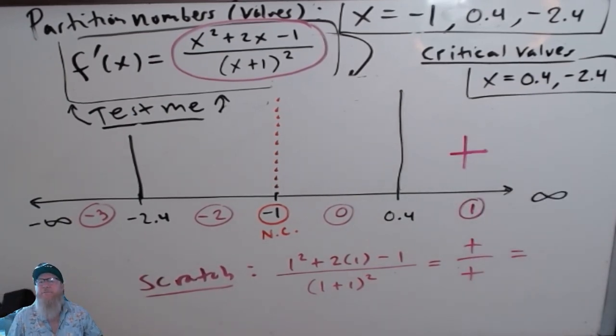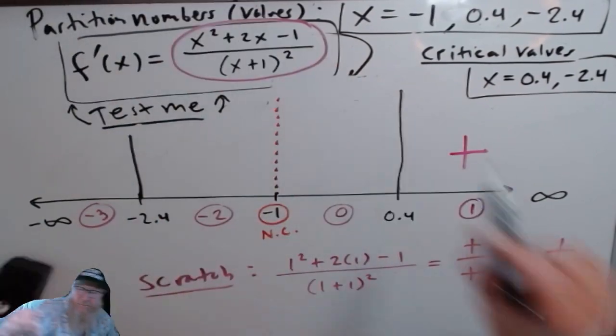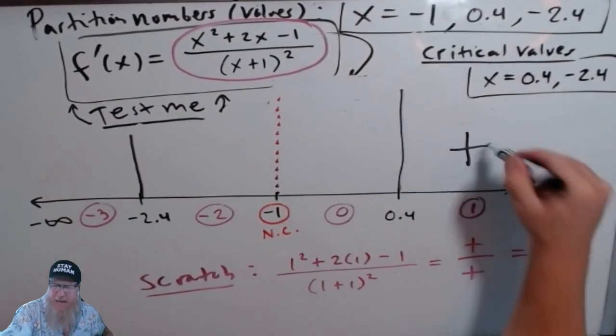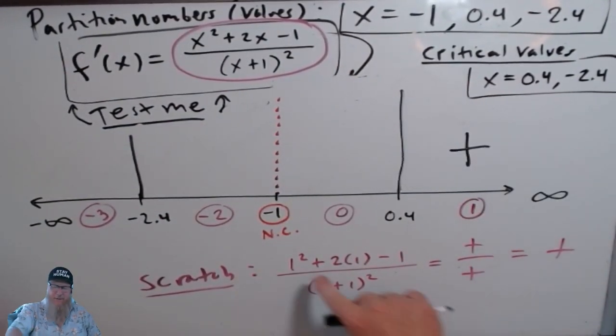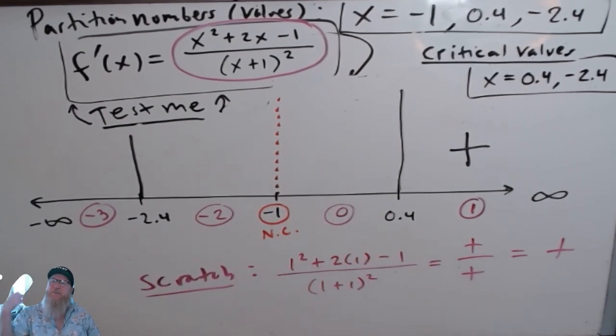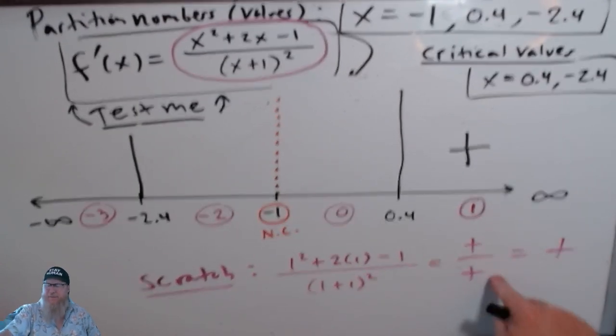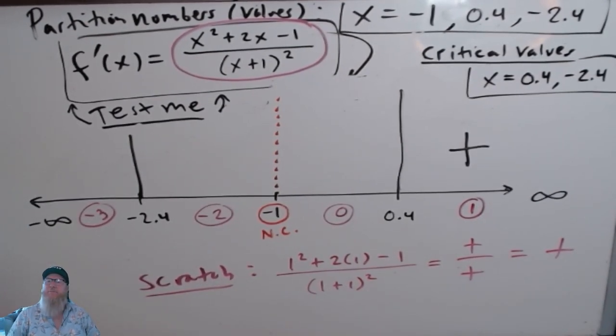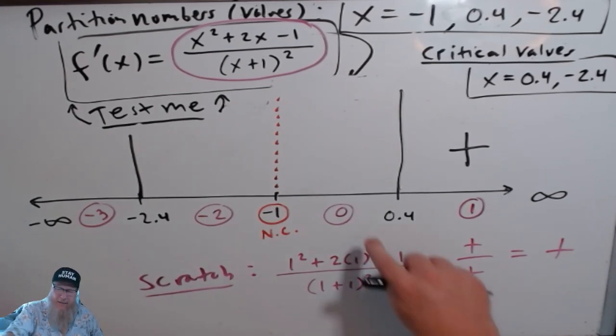Positive. Once I'm sure, I'll put it in black to be sure of it. Right? 1 squared is 1, plus 2 is 3, minus 1 is 2. That's positive. 1 plus 1 is 2, squared is positive. So positive divided by positive is positive. All right, let's go on to the next one.